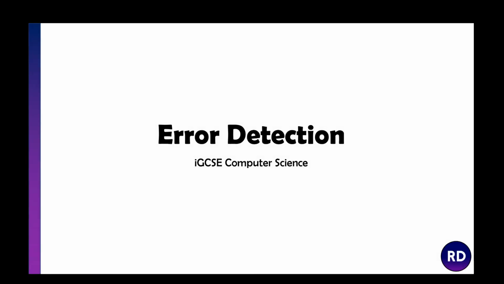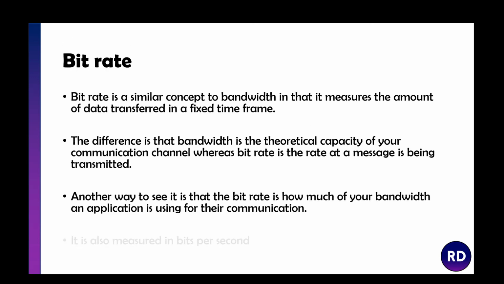In this video, we're going to look at error detection within data transmission in computer science. So, another keyword. In the last video, we spoke about bandwidth. Now, bit rate is similar to bandwidth in that it measures the amount of data transferred in a fixed time frame. However, bandwidth is the theoretical capacity. For example, I pay for 50 megabits of broadband, but I don't always get that. That's how much I pay for, that's how much I should get, but that's not always the case.